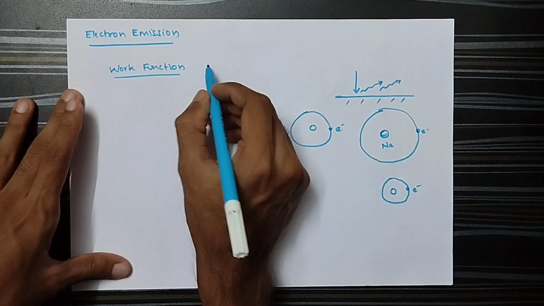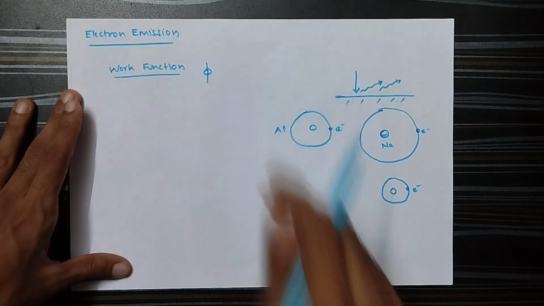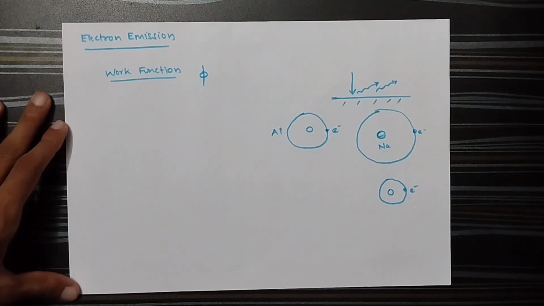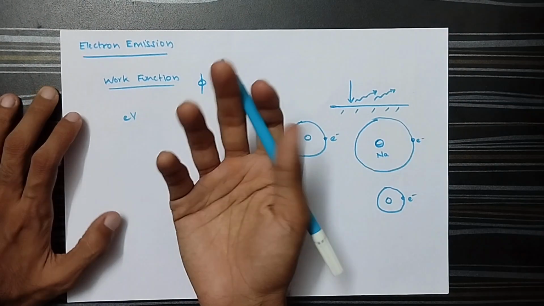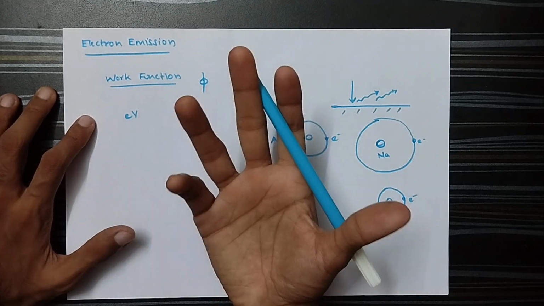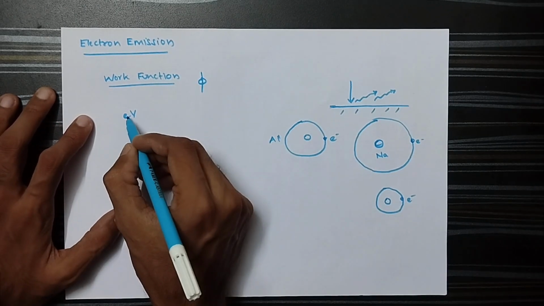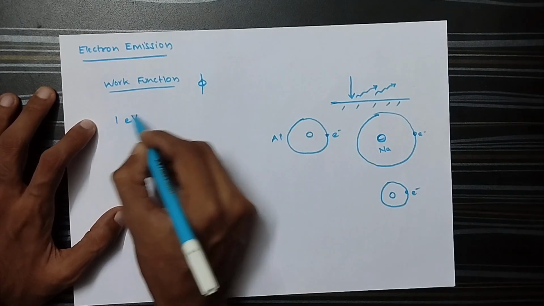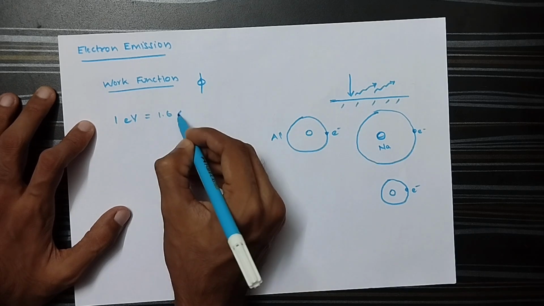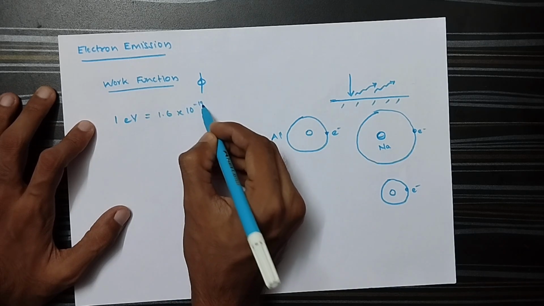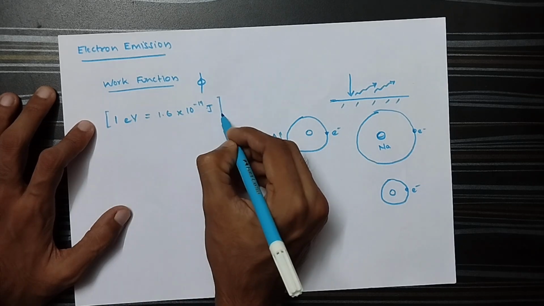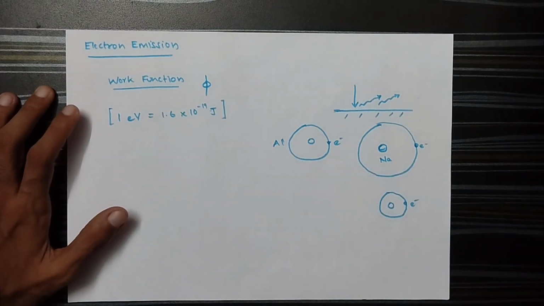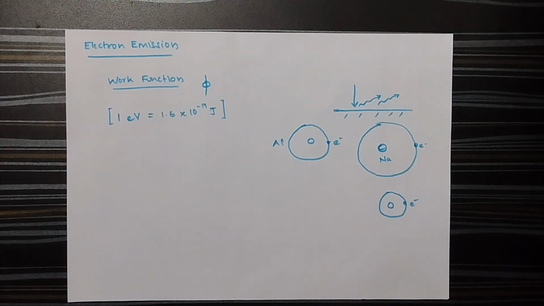Work function is denoted by the Greek letter phi, and it's generally measured in eV. We have heard about joules. We measure energy in joules, calories, but we have never heard about eV. eV is one such other unit. 1 eV is equal to 1.6 times 10 raised to minus 19 joules. Okay, we have to know this conversion. If we are going to do problems related to work function, we should know 1 eV is equal to 1.6 into 10 raised to minus 19 joules.